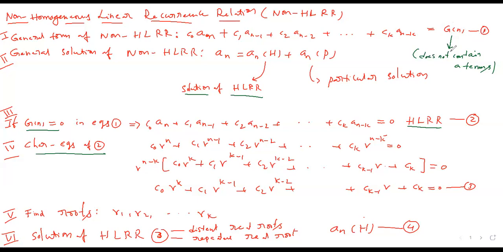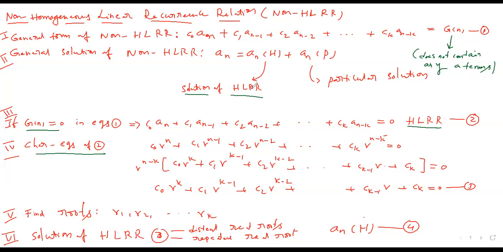Here I have clearly written that Gn does not contain any an term. That is very important. After that, the general solution of a non-homogeneous linear recurrence relation contains two parts. The general solution an equals an of h plus an of p. Here an of h is called the solution of the homogeneous linear recurrence relation, and an of p is called the particular solution. How do we find these two values?